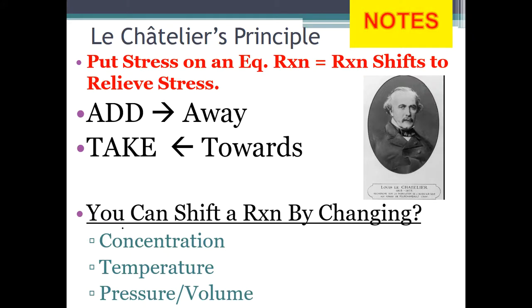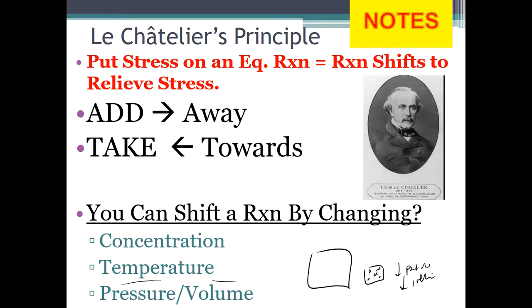So if they have more collisions, they'll do whatever it takes to have less collisions. If you take away the collisions, the universe rips apart bonds to make collisions. And then the other one that's tied to that, of course, is pressure and volume. If you put something in a smaller space, then it's more likely to collide, like the bumper cars we talked about in gas laws. So it'll favor whichever side has less particles, because less particles will equal less collisions.